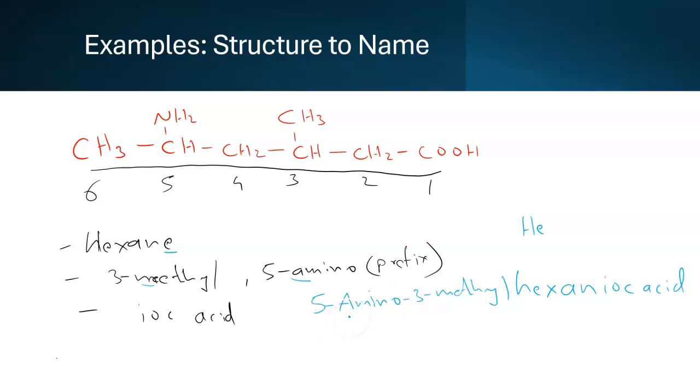Hexanoic acid. So this prefix has to be written in an alphabetical manner always. The name of the compound is 5-amino, 3-methyl, hexanoic. Only E has been replaced and the remaining is oic acid. The name of the compound is 5-amino-3-methylhexanoic acid.